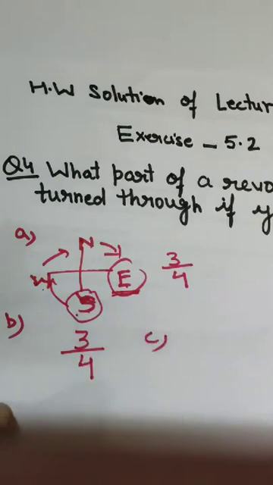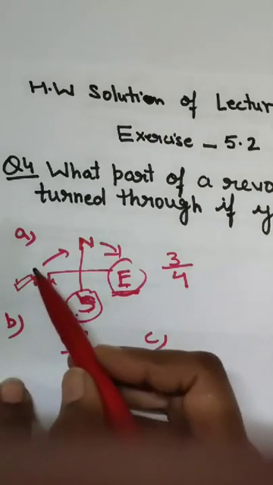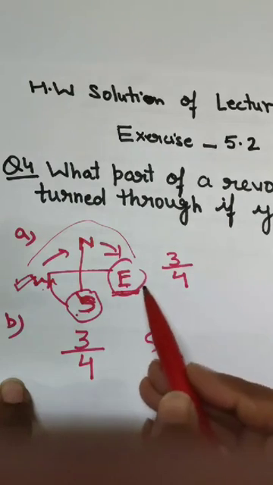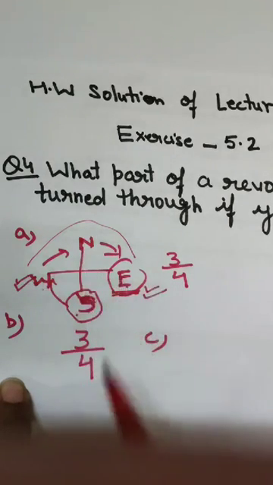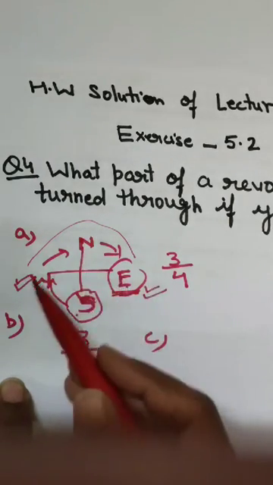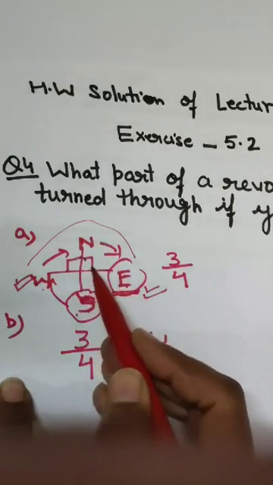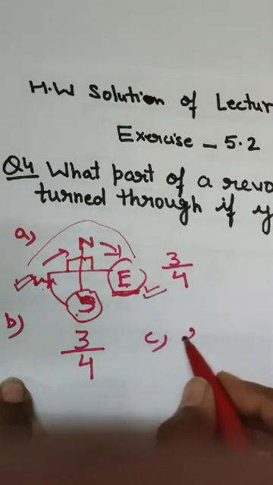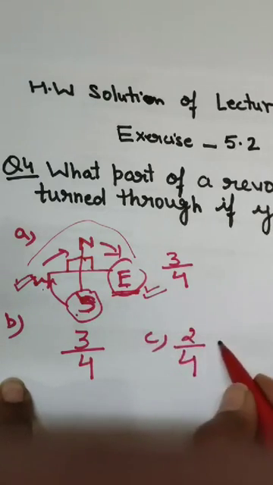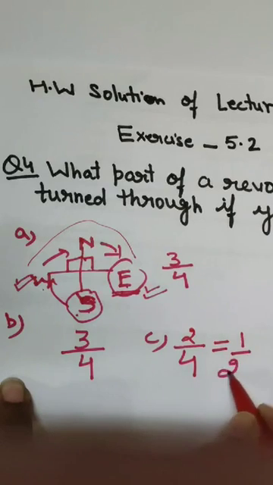C part, you are standing facing towards west and turn clockwise to face east. So how many directions have you covered? You have covered 2 directions, north and east, and 2 right angles. So 2 right angles means 2/4, and 2/4 we can write down as 1/2 also.